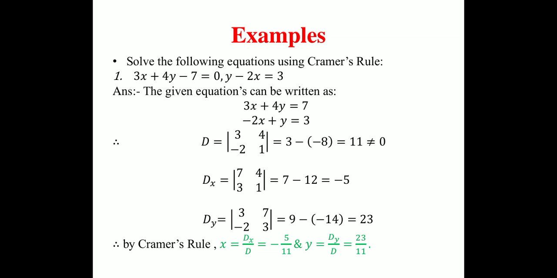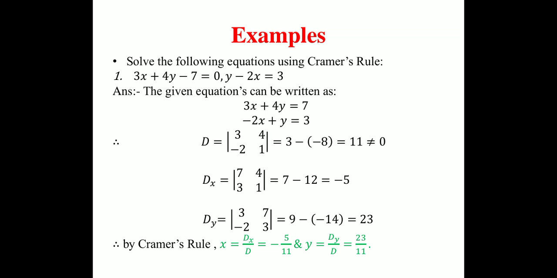d means the determinant of the coefficients of x and y, that is the determinant of 3, 4, minus 2, 1, which is equal to 3 minus of minus 8, which is equal to 11, that is not equal to 0.